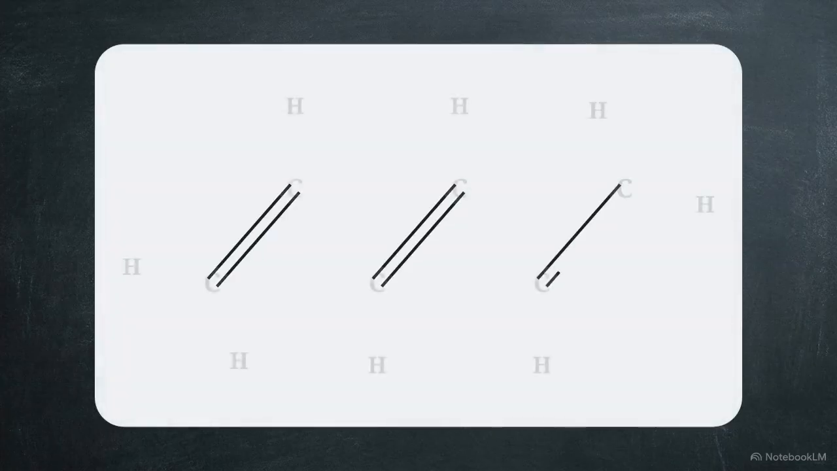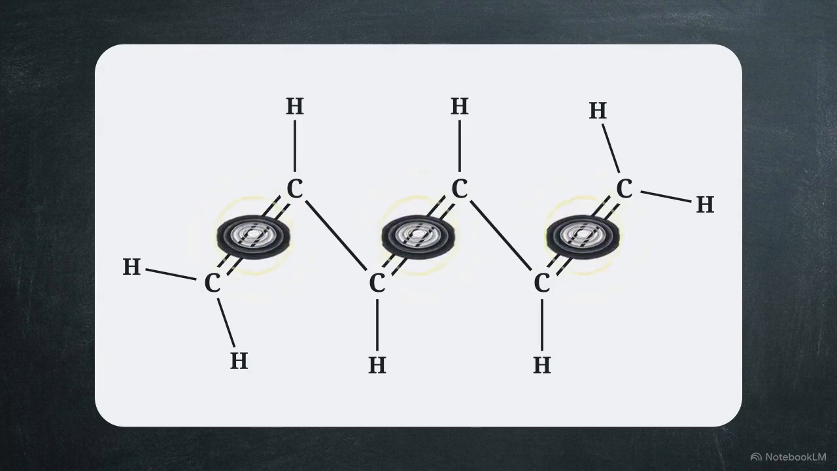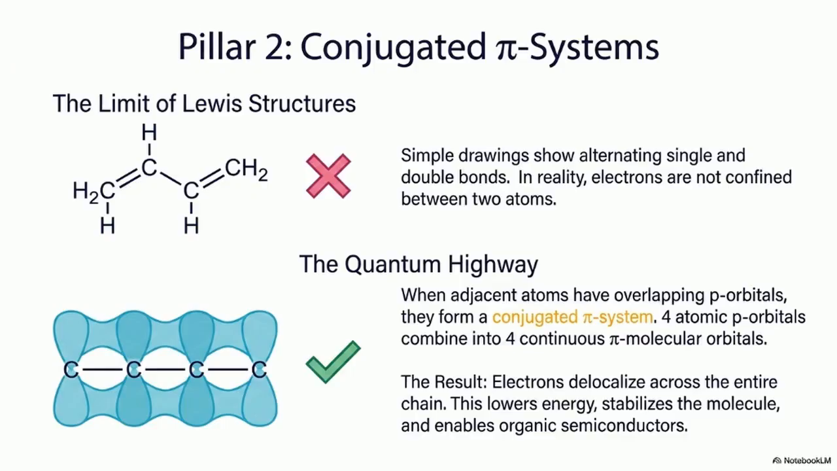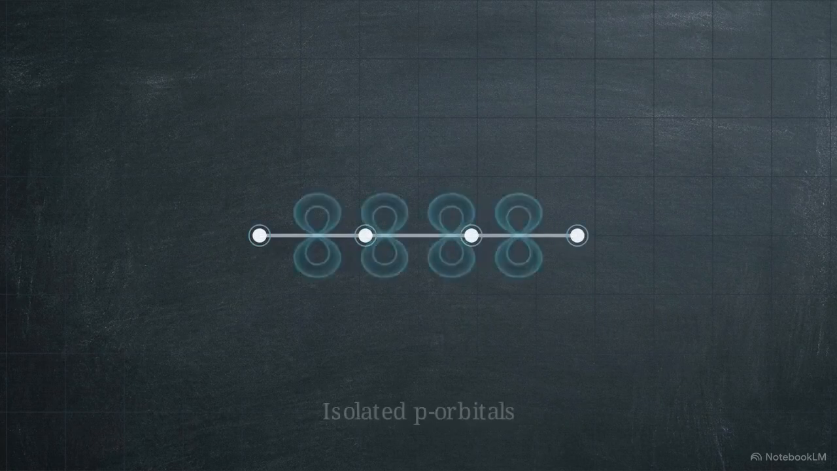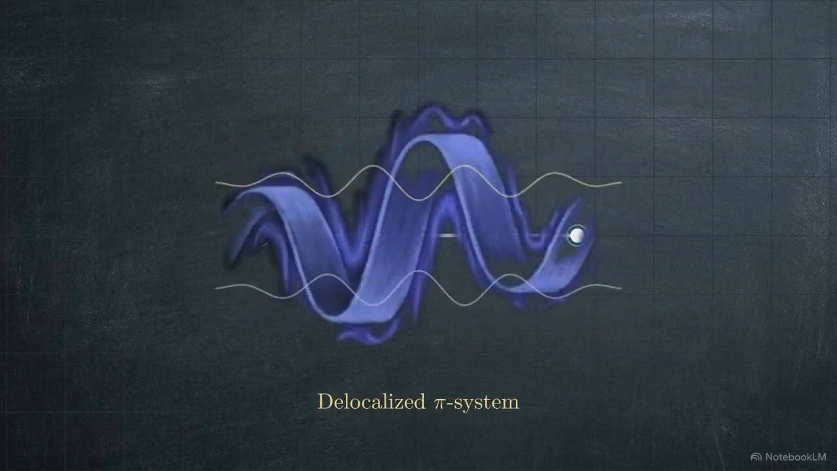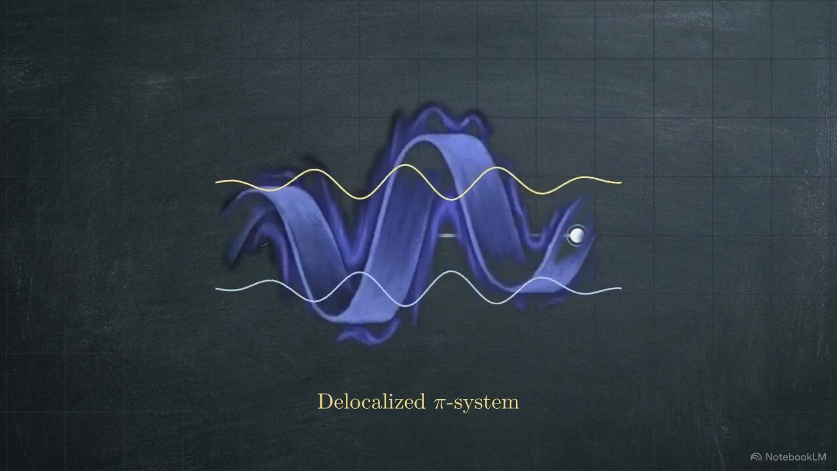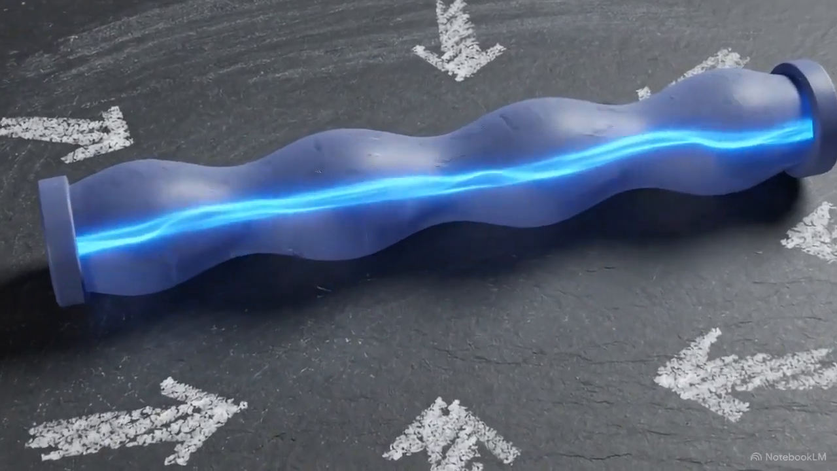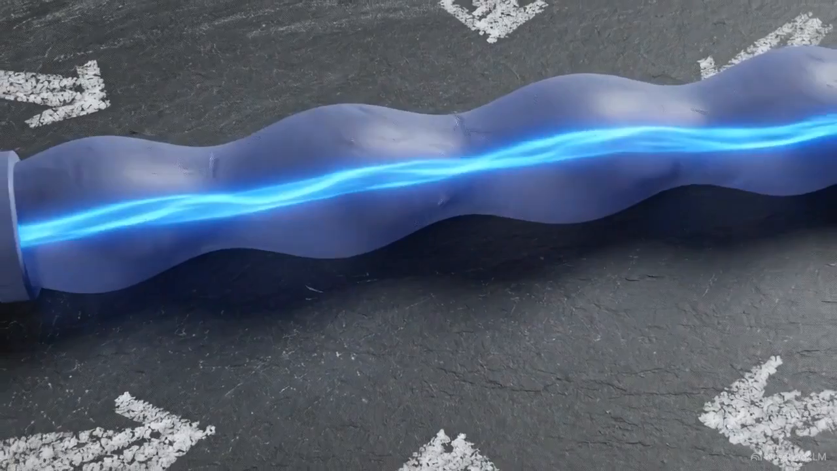When we scale this logic to large organic molecules, simple two-dimensional structural diagrams fail to explain their unique stability and optical properties. As shown in the top section of this graphic, simple drawings of alternating single and double bonds do not accurately represent how electrons actually behave in these carbon chains. The reality is driven by conjugated pi systems. When adjacent carbon atoms have overlapping p orbitals, they merge to form continuous pi molecular orbitals. This causes electron delocalization. The electrons are no longer confined between two specific atoms. They flow smoothly across the entire conjugated chain.